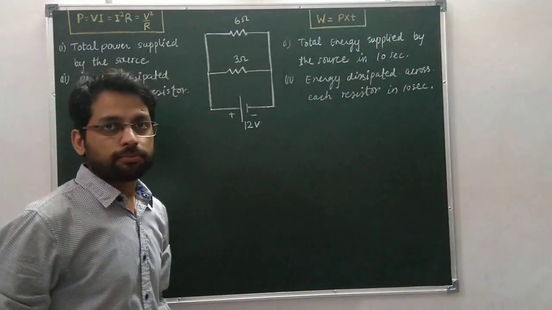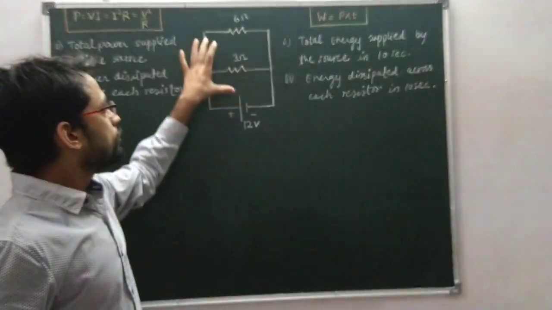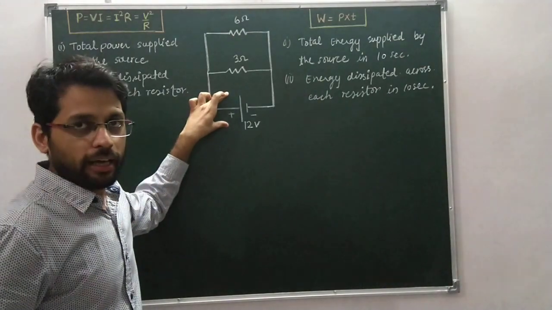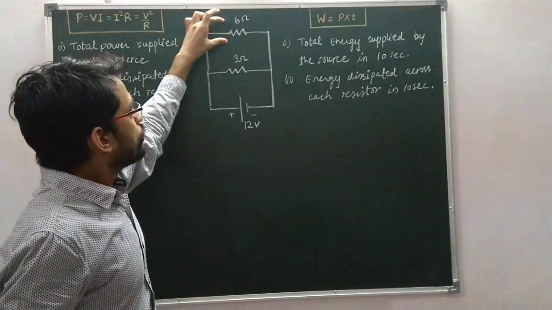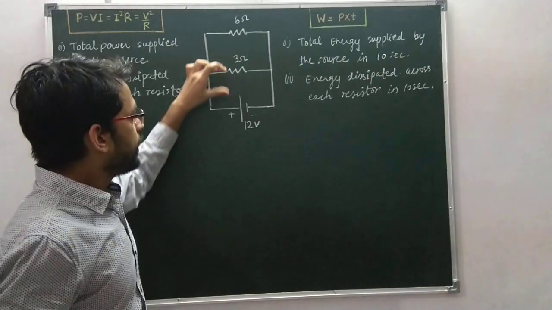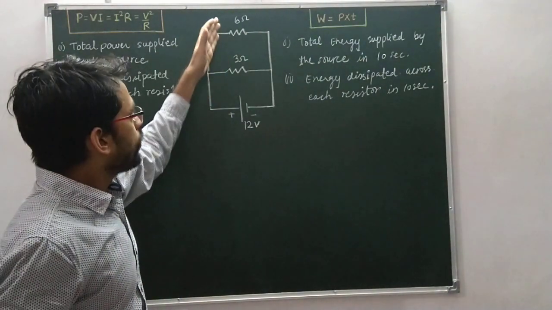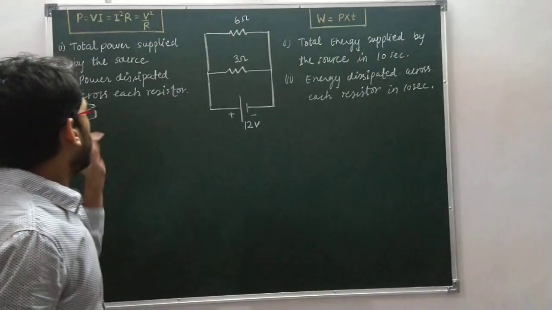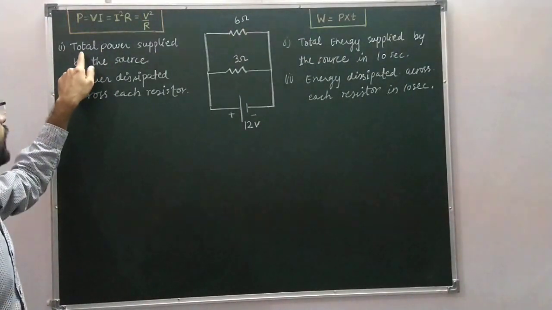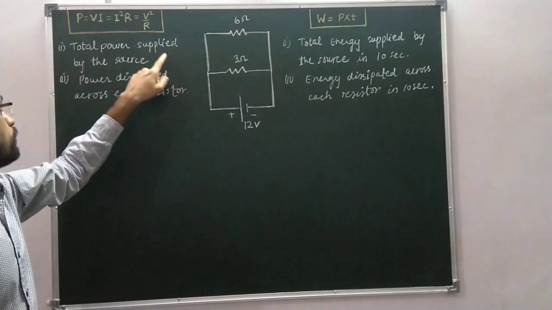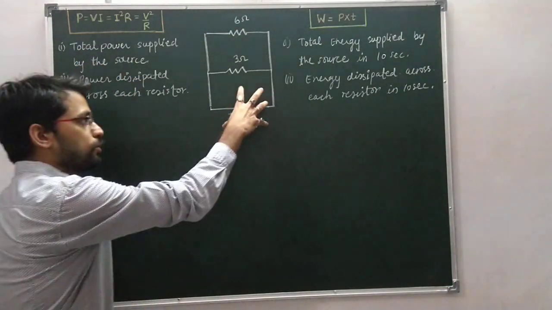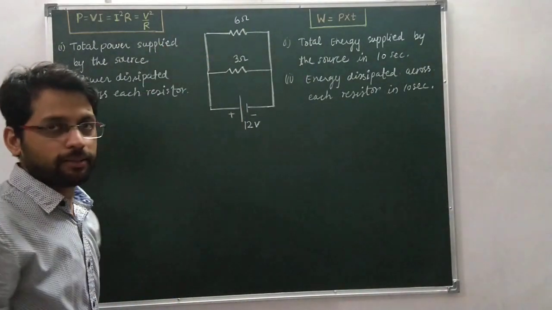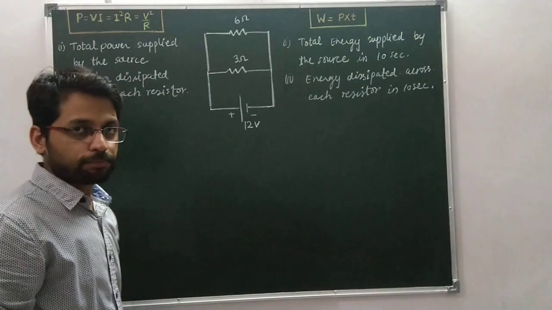Now come to this question. In this question, three elements are connected in parallel. Two are resistors and one is a cell. All three are connected in parallel. Now find the total power supplied by the source. This is the source. And how much power is supplied by this source?